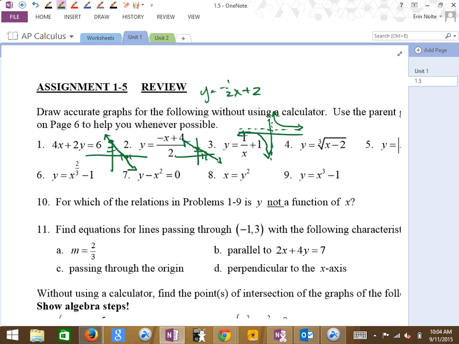Okay, now number 5, this one is a little bit trickier, okay? This is not a parent function. There's technically 2 translations happening here. It starts as an x squared, okay? So x squared as a parabola.